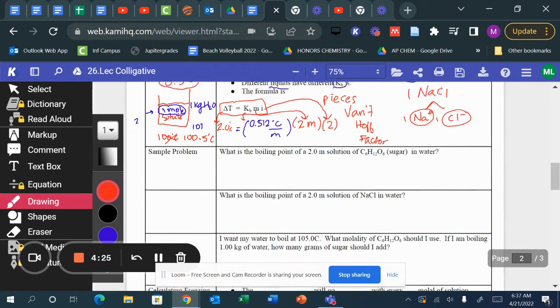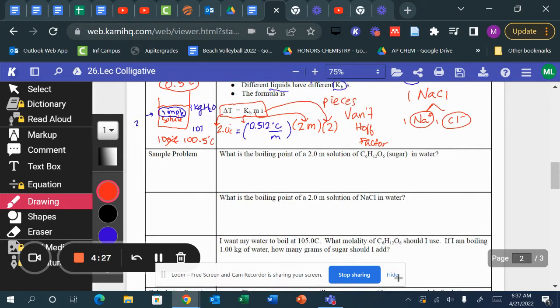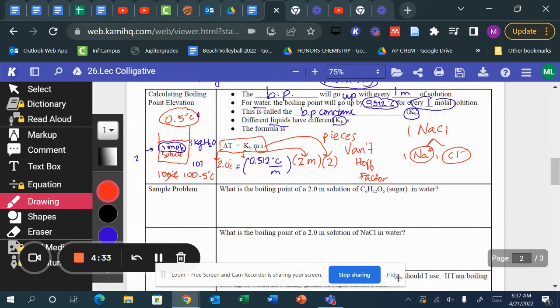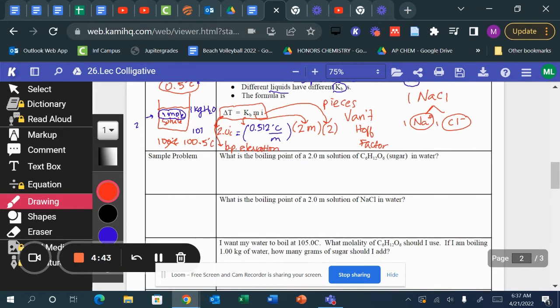Let's try some more problems. Pretty simple. Oh, by the way, let me just label this. The delta T, they have a name for it. They call it boiling point elevation. So it's how much your boiling point goes up by. Okay, so here's another problem. What is the boiling point of 2 molal solution of sugar? So your formula is delta T is equal to Kb m i.